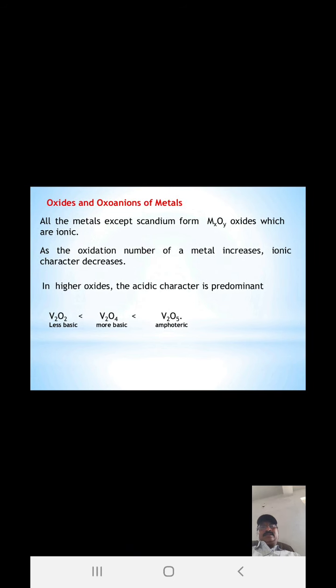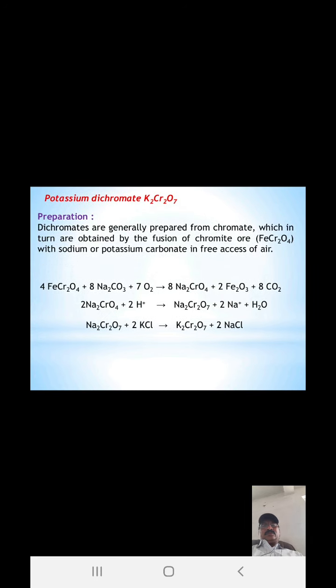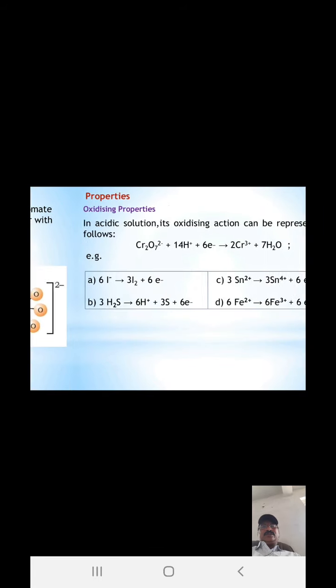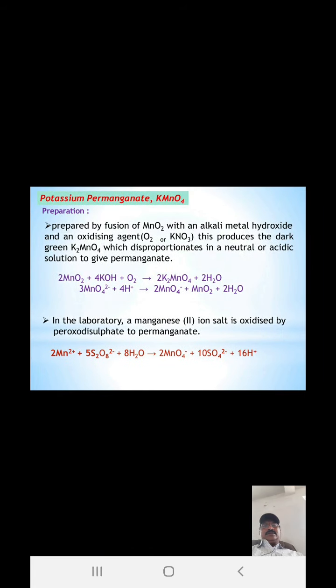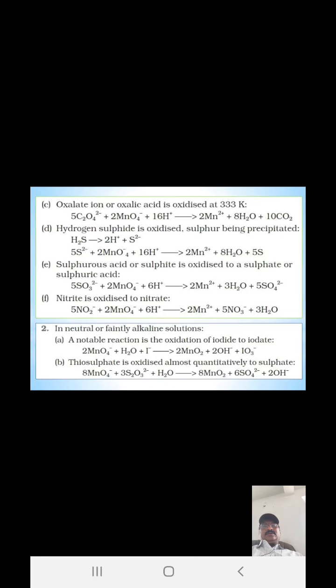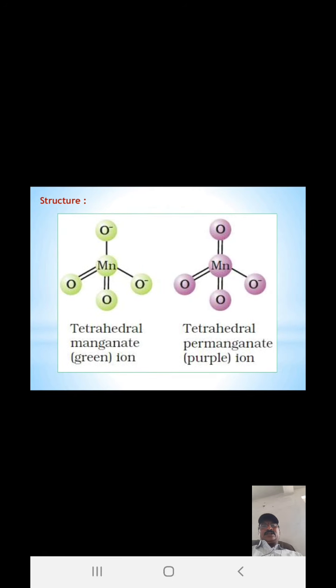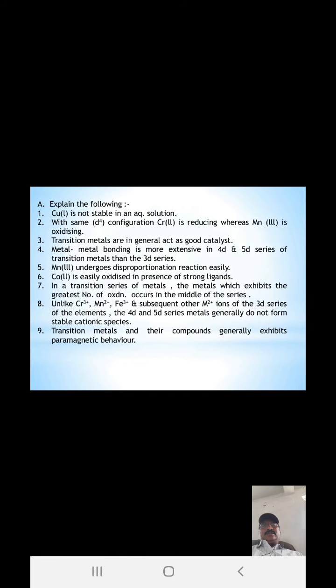oxides and oxyanions of metals. All the metals except scandium form MxOy oxides which are ionic. As the oxidation number of a metal increases, ionic character decreases. Potassium dichromate, no need to go into it here. These are the properties of potassium permanganate.